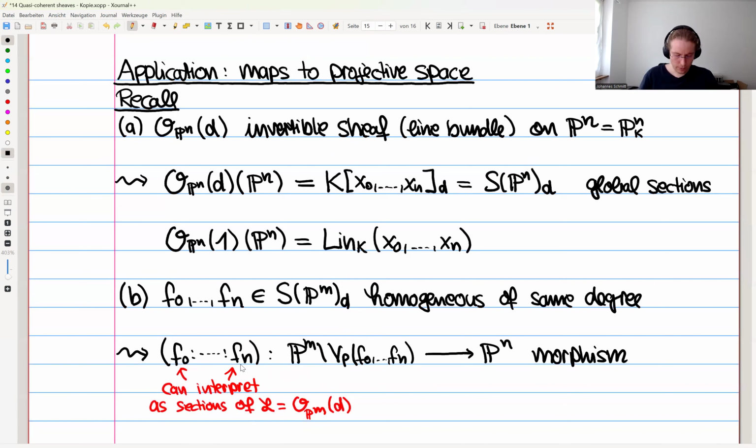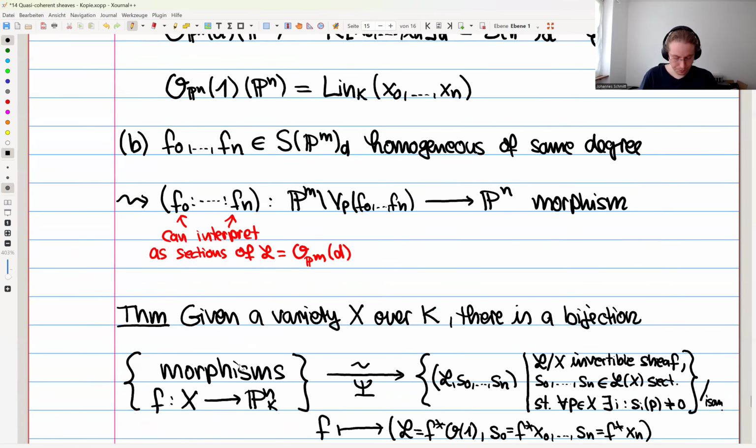And now we can interpret these f0 up to fn as elements of the space of sections of the same line bundle, namely this line bundle L, which is O(d) on this Pm. So we get a morphism to Pn, basically specified by these n+1 sections of the same line bundle. And the idea is this is not a coincidence in this case, but this is a general theorem.